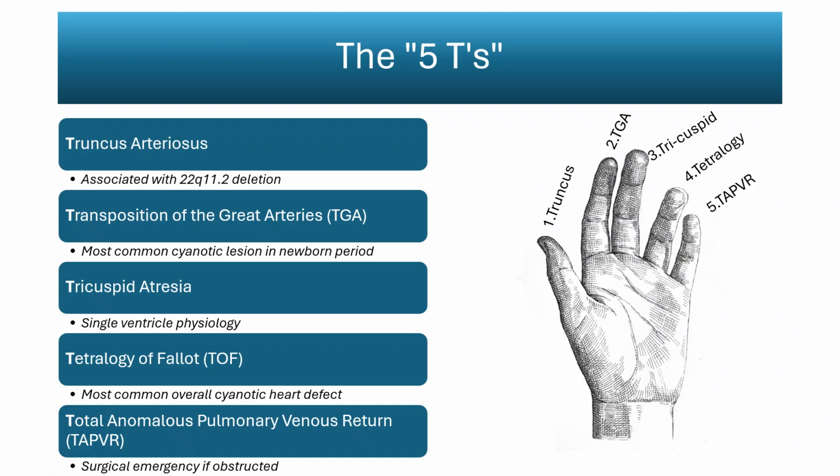A simple way to commit these to memory is to use the hand as a guide. The first finger represents truncus, a single trunk. Two fingers together represent the two great vessels transposed. The third finger recalls tricuspid atresia, tree for three. The fourth finger signifies tetralogy with its four classic features. And the fifth finger corresponds to total anomalous pulmonary venous return, 5 words to complete the set. This pattern links anatomy with number and creates a durable anchor for recall in both clinical reasoning and teaching.